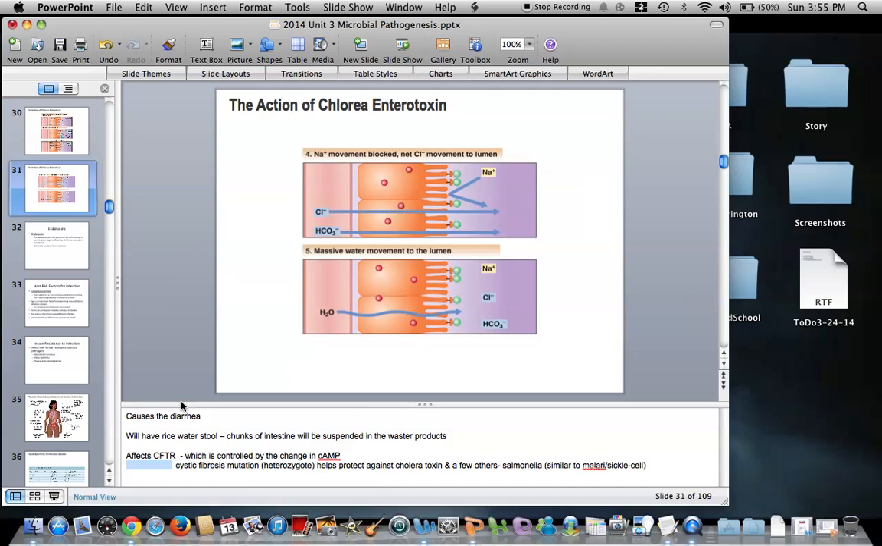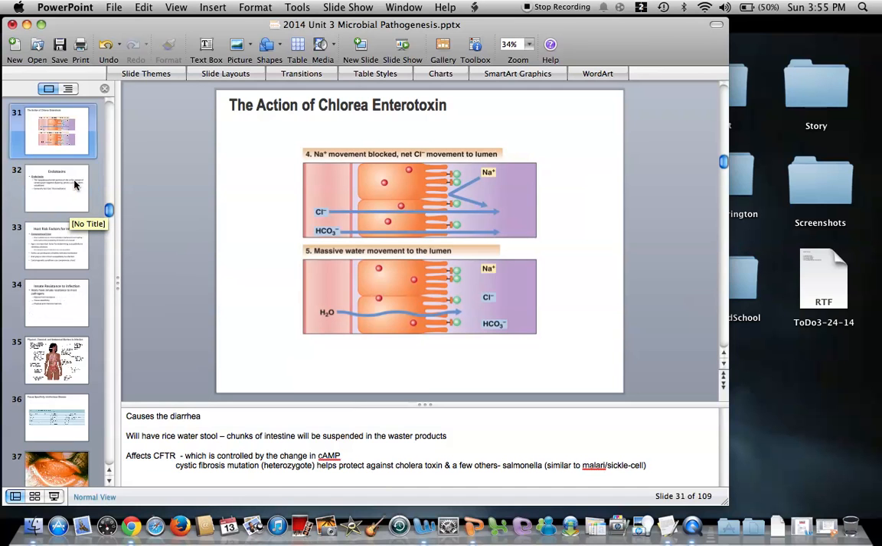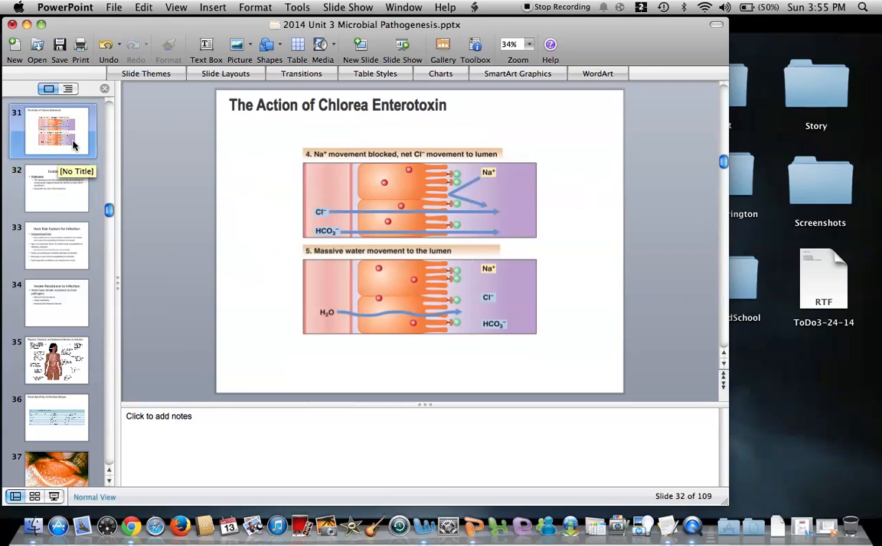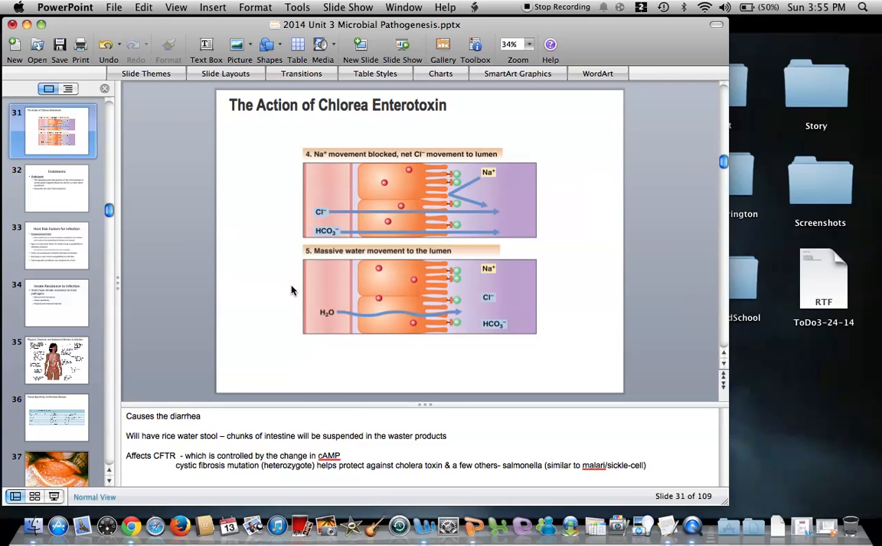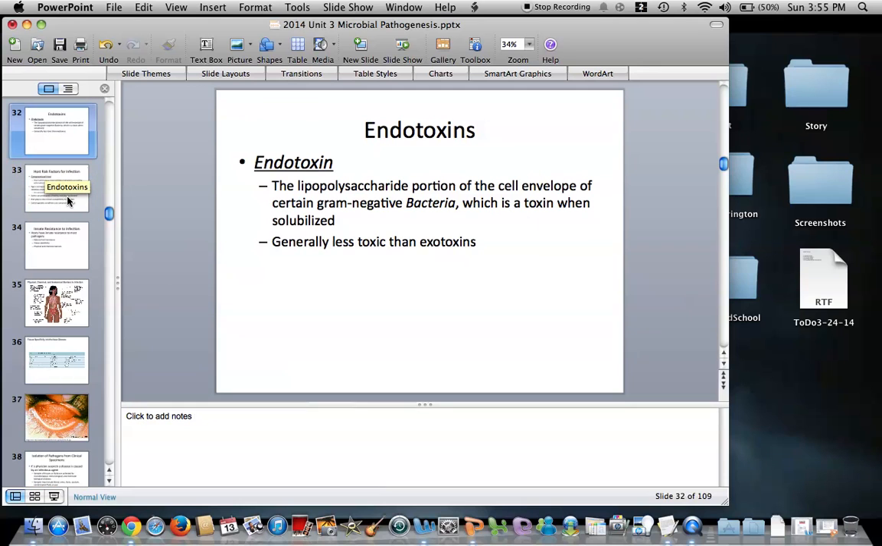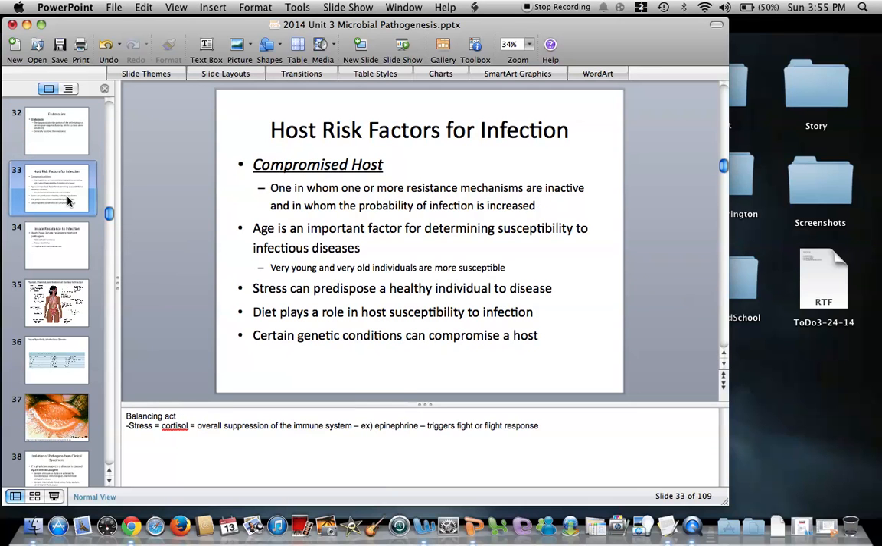So, it's interesting. If you're heterozygous for a defective CFTR, it will actually protect slightly against this cholera effect, cholera toxin. Endotoxins, like the LPS portion of the cell envelope of gram-negative bacteria, are generally less toxic than exotoxins, which is good news for us.